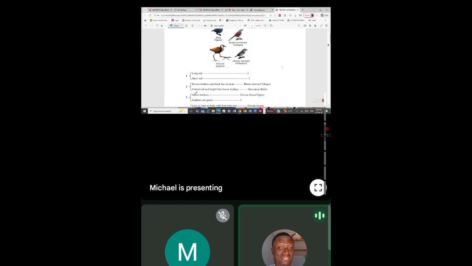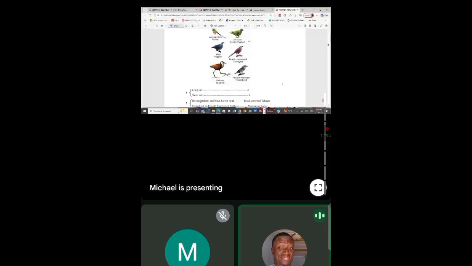If you are to make this one a dichotomous key, we would have written long tail. Then under long tail, there will be another one. Is it brown feathers or forktail or light blue feathers? Our brother Stephen said that if you are talking about long tail, then what can come to mind is these two, the Abyssinian roller or the black crown chagra. But which of them are you talking about? We don't know. And the second point is: is it brown feathers, black bar on the head?